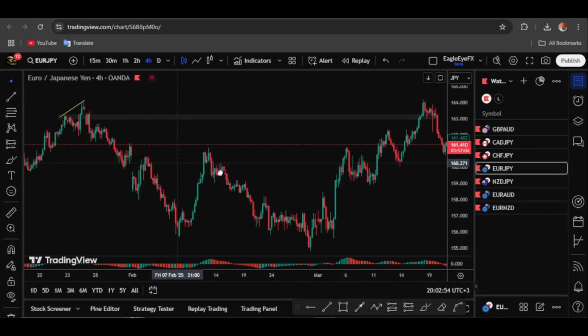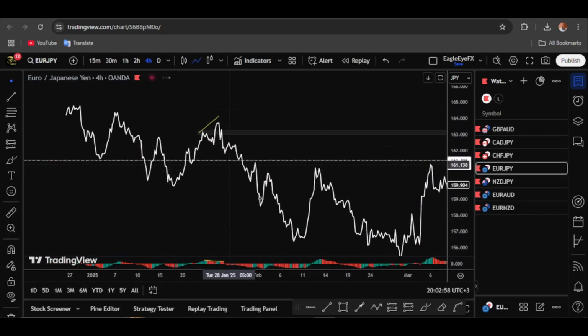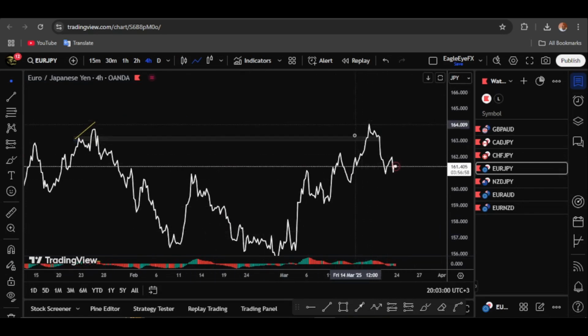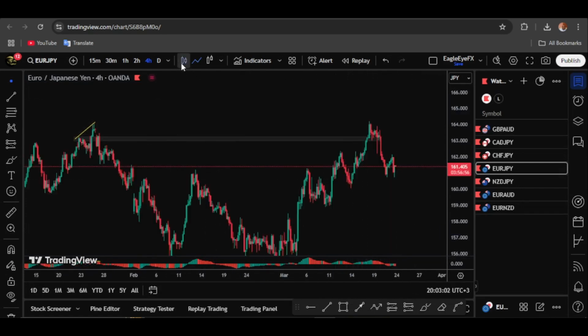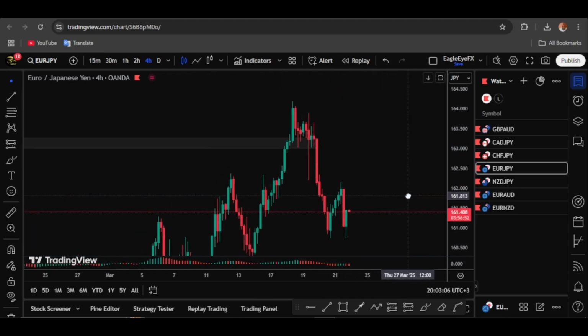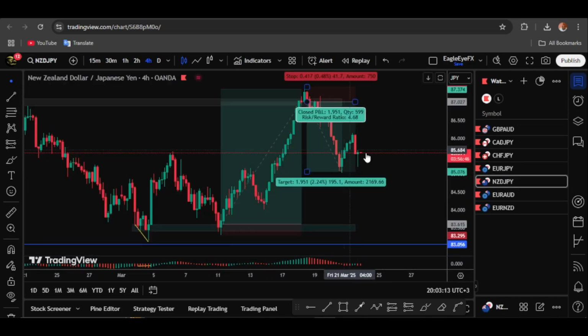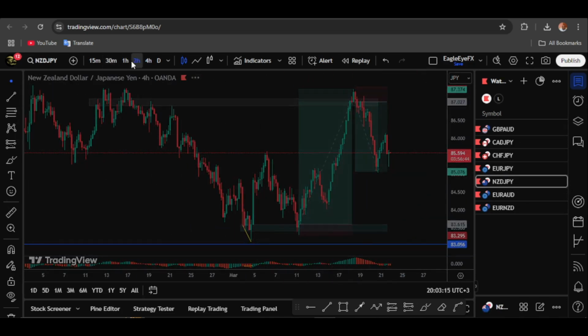Then we had, I think, Euro JPY. Same thing. You can see that we had our higher highs, then we have our lower lows. Once the market comes and taps that zone over there, we just wait for our confirmation. Then you just enter, and look at that, it just played out to the downside. Then I think the last one was NZD JPY.